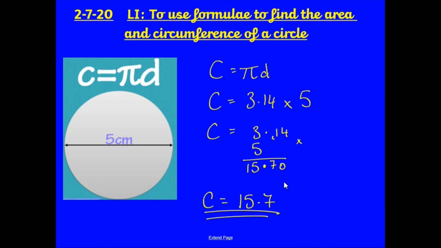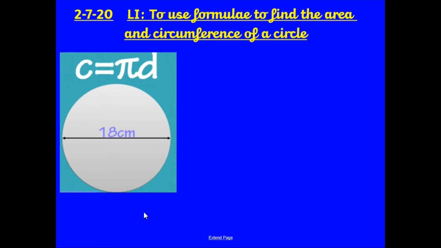Okay, that is the circumference of the circle. Now, that means that the distance around here is 15.7 centimeters. Okay, let's have a look at another one. Same thing here. I've got my diameter. Okay, that is going across. Now I want to find out the circumference. That is the distance around the circle. So C is equal to pi d. So C is equal to 3.14 times by 18.